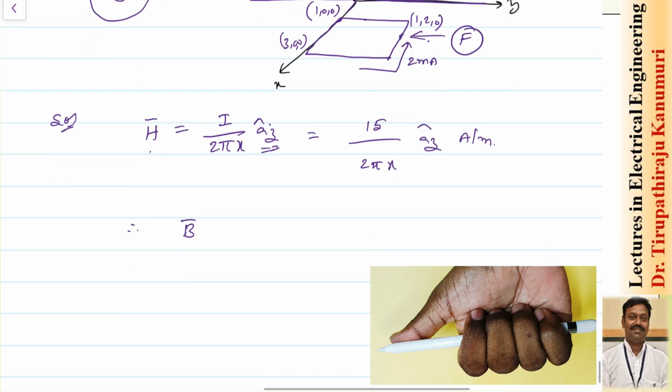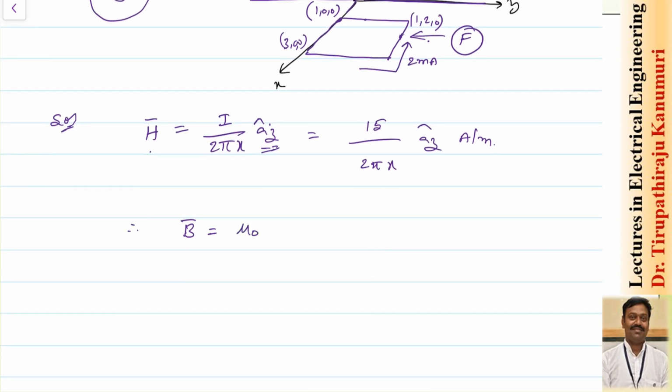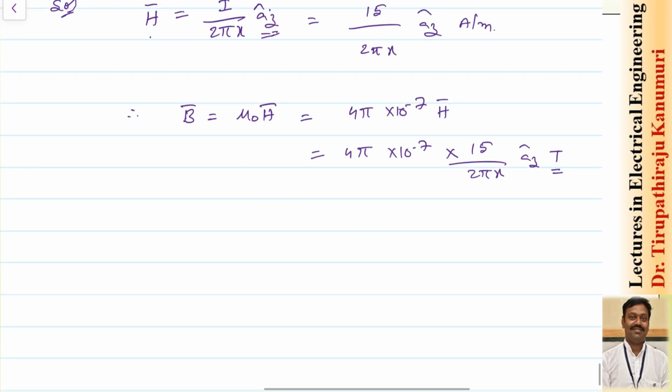Please don't confuse here. B I can write as B is equal to mu naught into H, because it is in free space. So this will be equal to 4 pi into 10 to the power of minus 7 into H. H we have obtained above. So this I can write as 4 pi into 10 to the power of minus 7 into 15 divided by 2 pi x in the direction of Az. This will be in Tesla. If you calculate this value of B, you will get 3 into 10 to the power of minus 6 divided by x in the direction of Az Tesla.